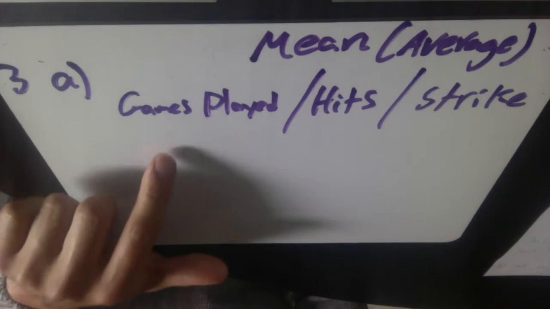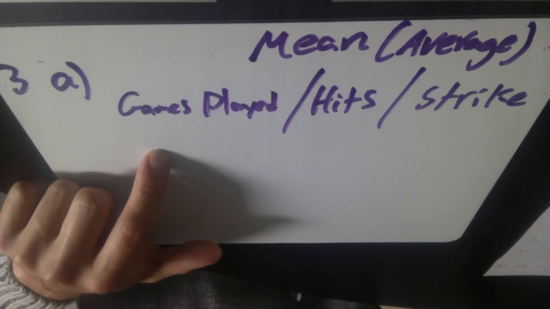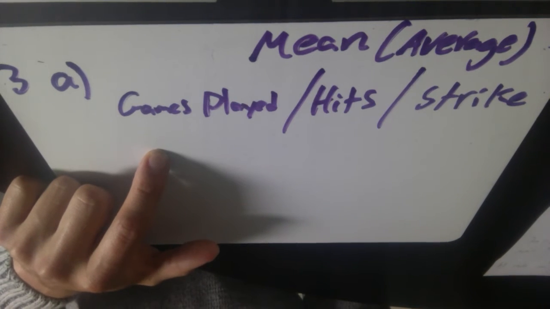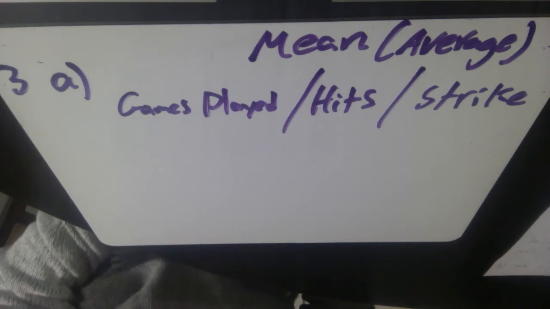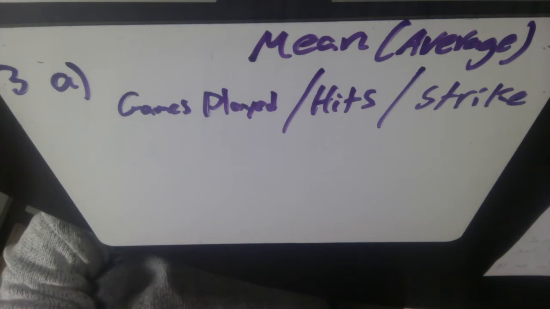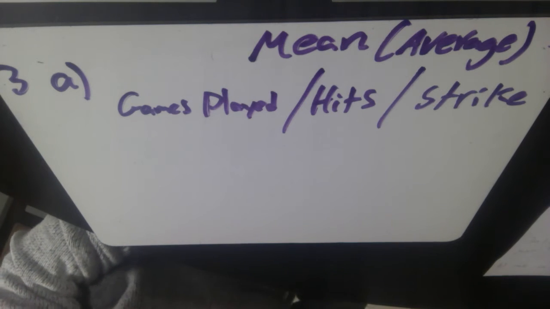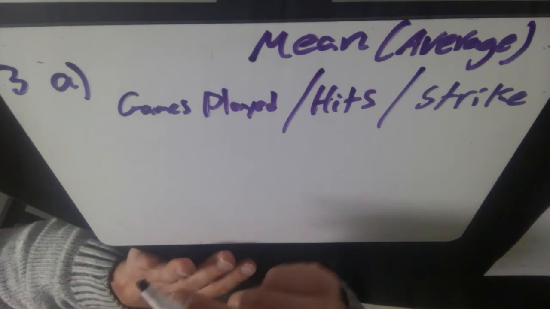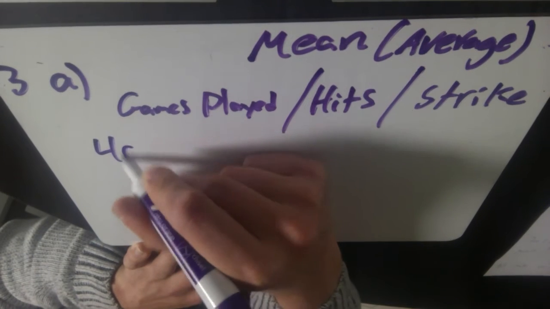So the first part here, games played, is asking us to calculate the average, the mean number of games played per player. So we're going to add up all the games played. We'd go 104 plus 107 plus 89 plus 39 plus 23 plus 22 plus 17. That should give us a total of 401.